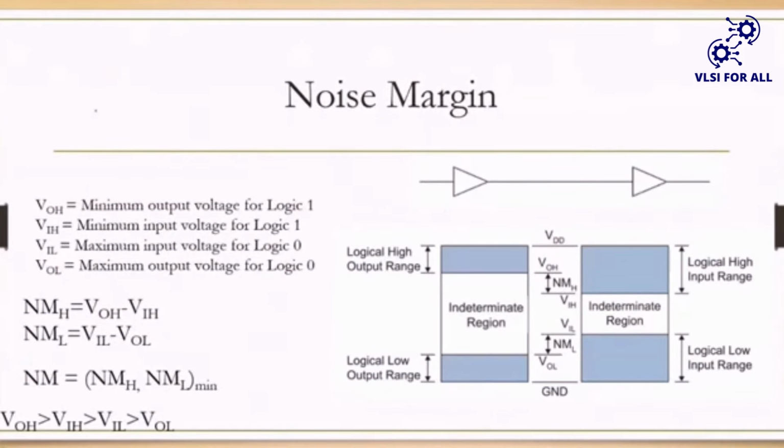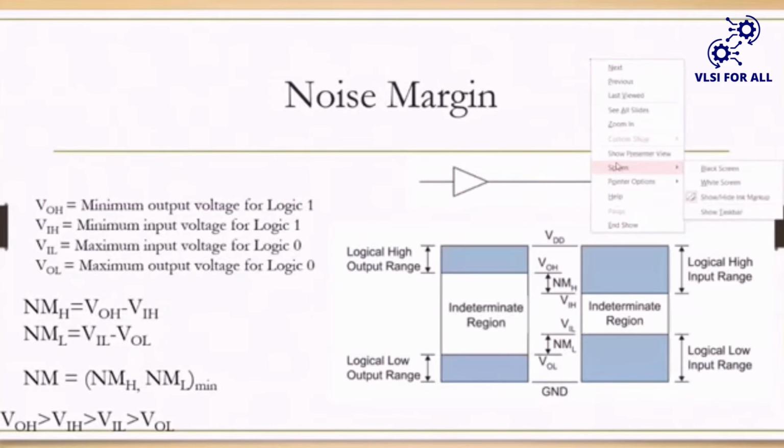Now let's see the very important diagram, noise margin. Here you see there are 2 buffers. The first buffer is a driver element or source element. The right hand side buffer is the driven element, or destination element, or receiver element. The left hand side buffer is transmitting, so that can be considered as output. What is the minimum output voltage to be considered as a logic 1? What is the maximum output to be considered as a logic 0?